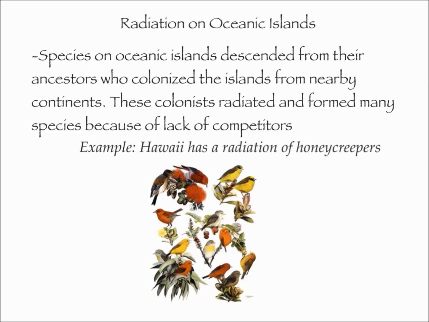Now, we will see why some species occur abundantly in oceanic islands. Species on oceanic islands descended from their ancestors, who colonized the islands from nearby continents. These colonists radiated and formed many species because of lack of competitors and predators that otherwise would diminish their numbers, as seen on the continents. For example, Hawaii has a radiation of honey creepers.